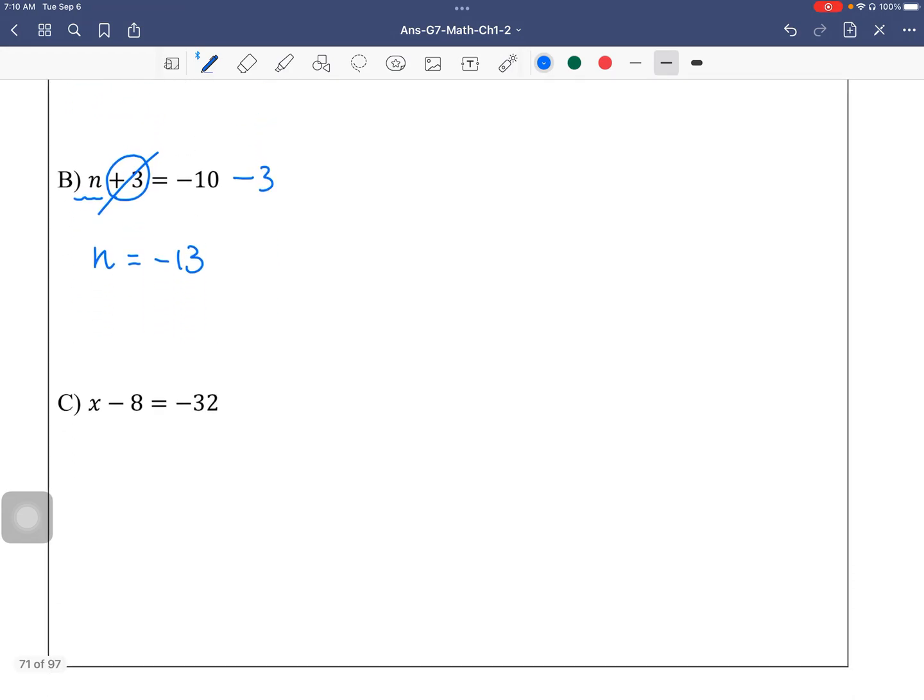For question C, on the left side, I have -a. On the right side, I have plus 8, because negative will become positive on the other side. So x equals -32 plus 8, which is -24.